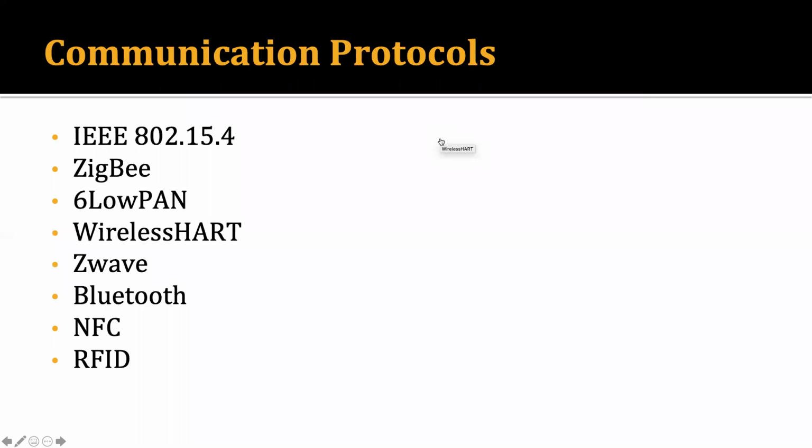These are the list of communication protocols that we are going to learn. First we'll see the IEEE 802.15.4 standard. Then inside that we have many other standards which are based on 802.15.4: ZigBee, 6LoWPAN, WirelessHART, Z-Wave. Then we have Bluetooth technology, which is quite different from 802.15.4. Then we have NFC, which is also different, and RFID, which is also different from 802.15.4. So only four protocols are based on 802.15.4: ZigBee, 6LoWPAN, WirelessHART, and Z-Wave. Bluetooth, NFC, and RFID are very widely used commercial communication protocols for low power devices that we'll see one by one.